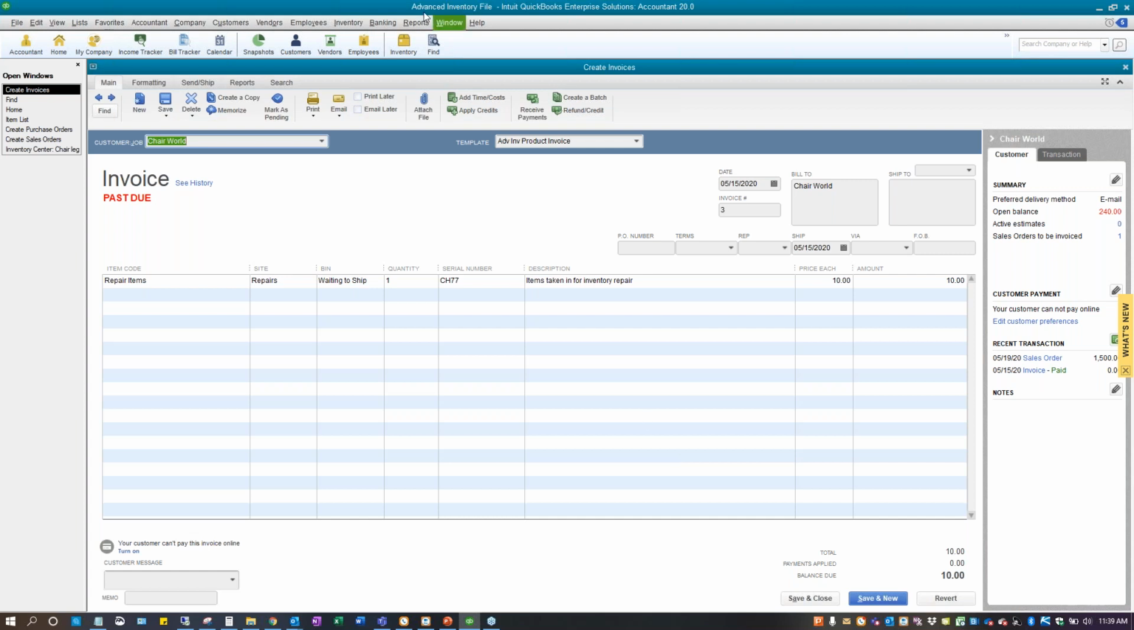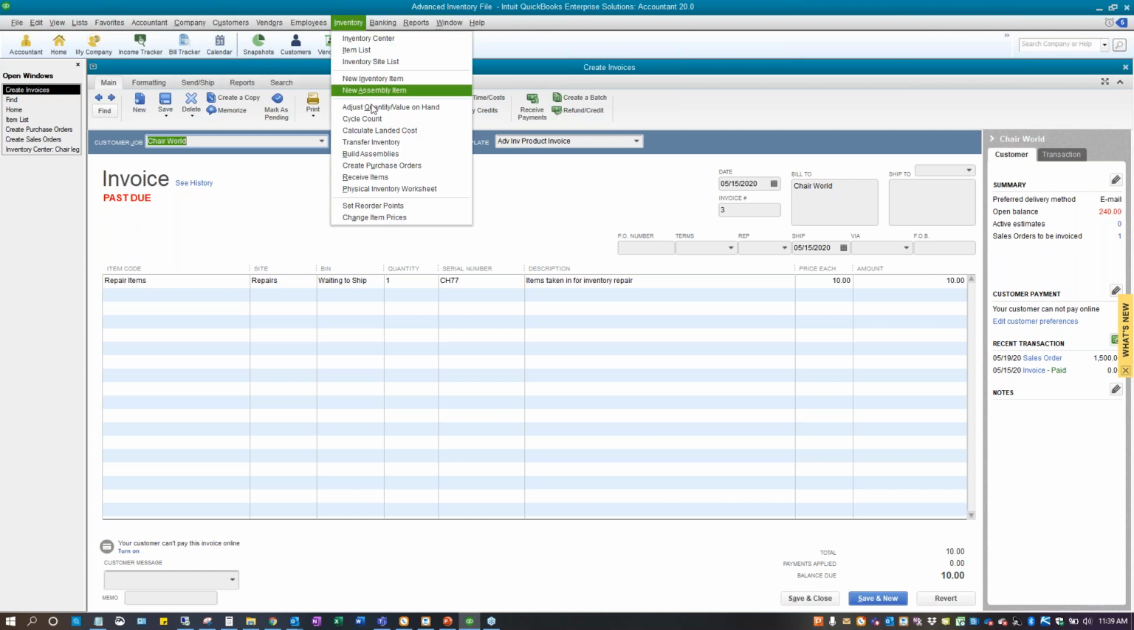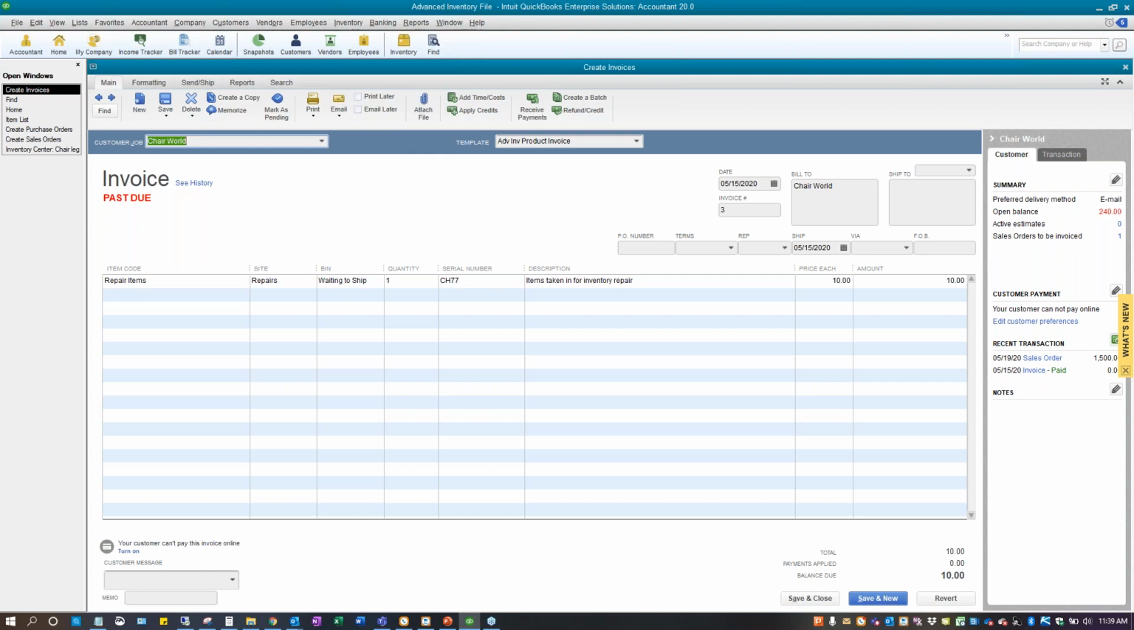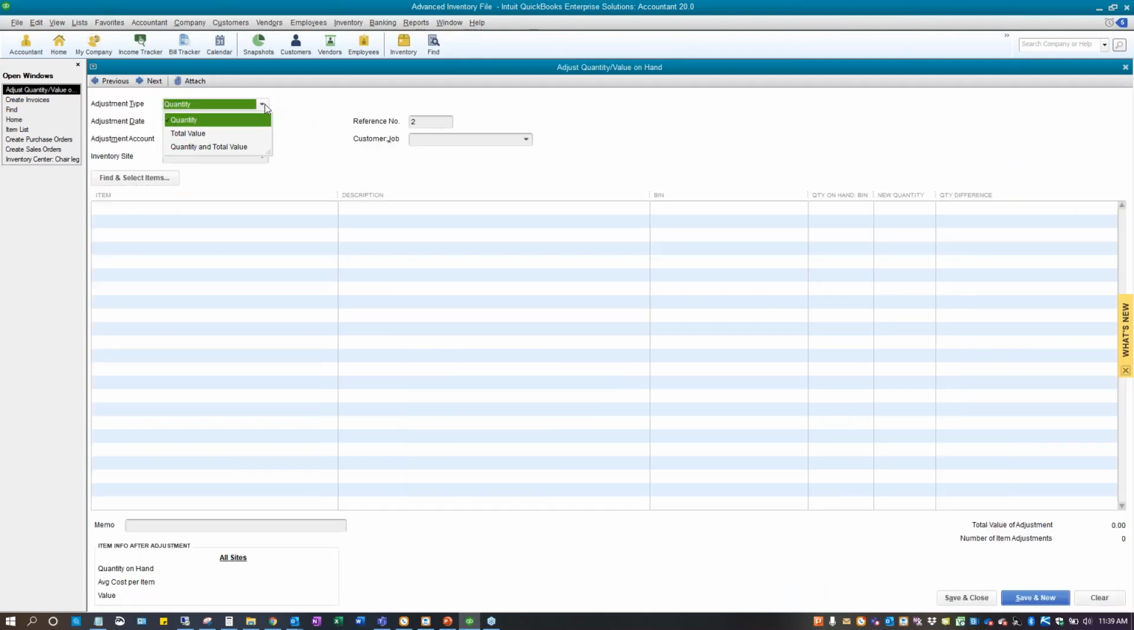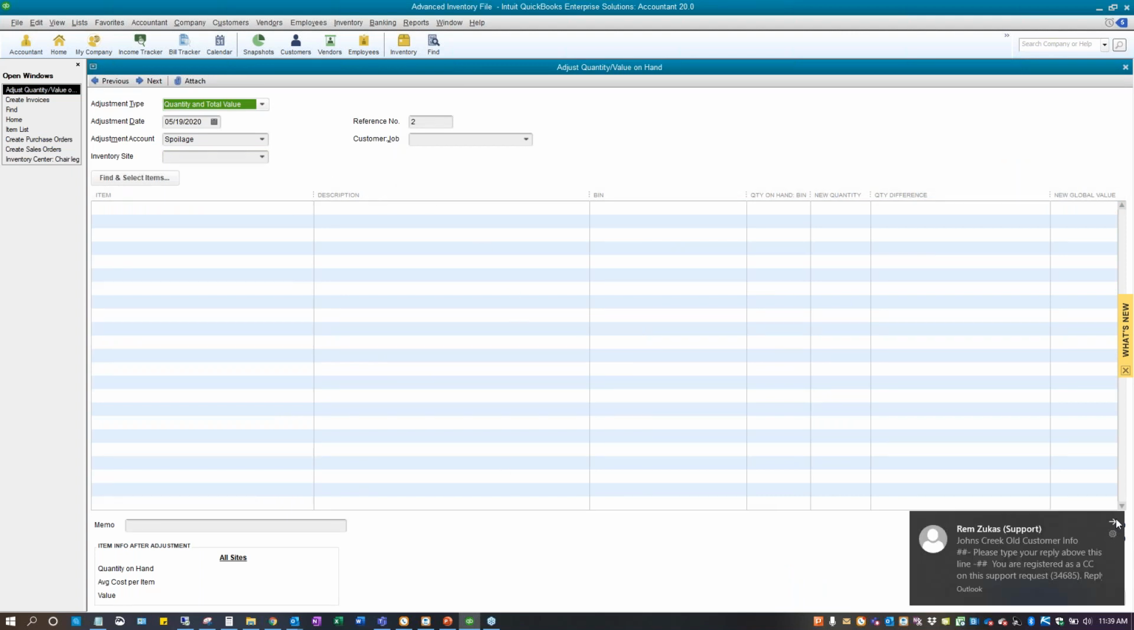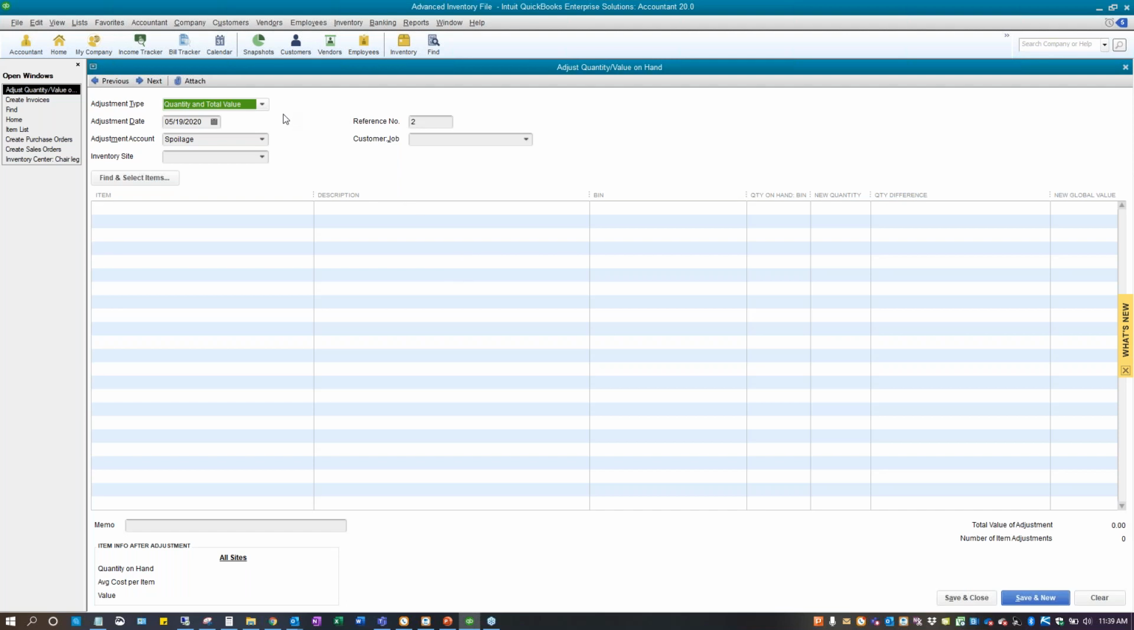The other thing I want to talk about real quick is inventory adjustments. Be very careful when you do inventory adjustments. Make sure you do the quantity and value. That way you can see the dollar amounts. But what you have to be very careful of is that you have to make sure you pick in the right sites. You also have to notice that it's very confusing on the screen.